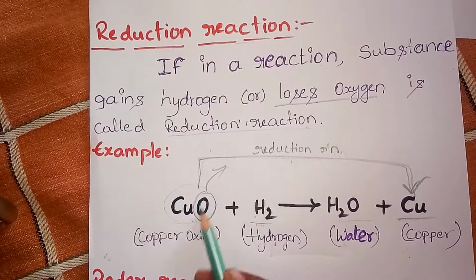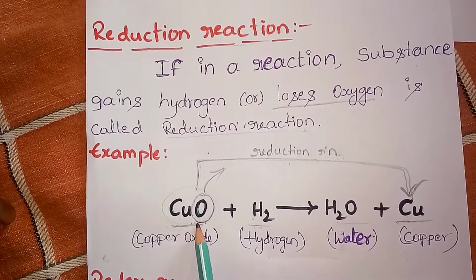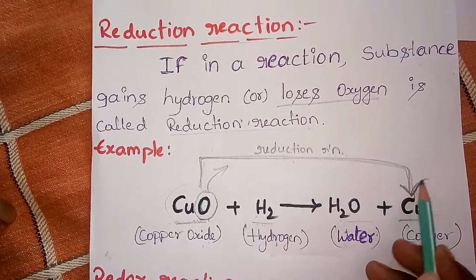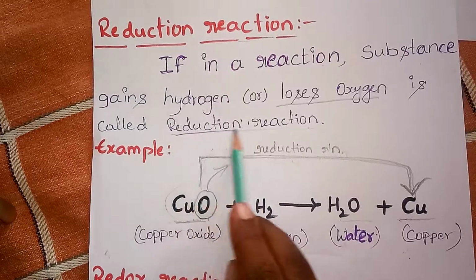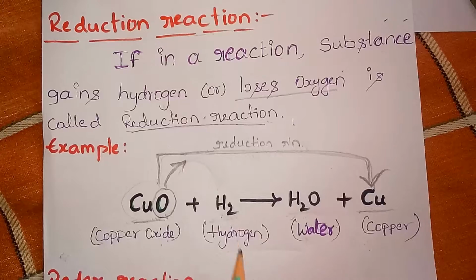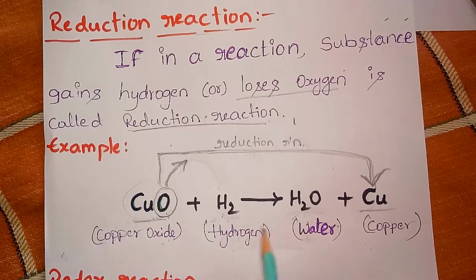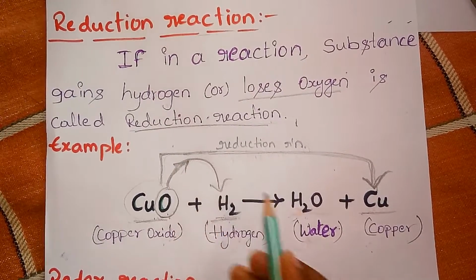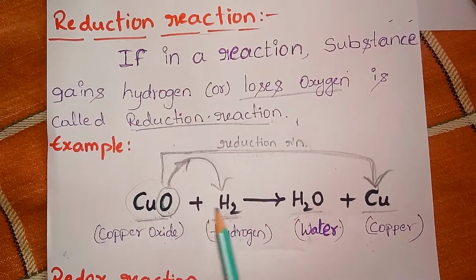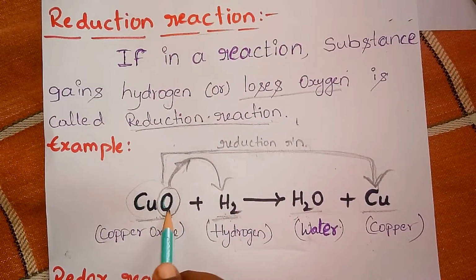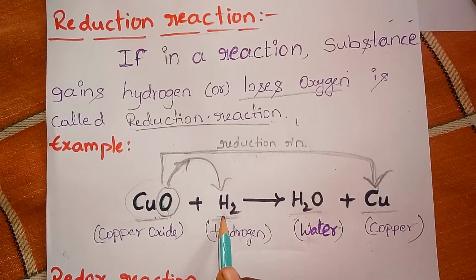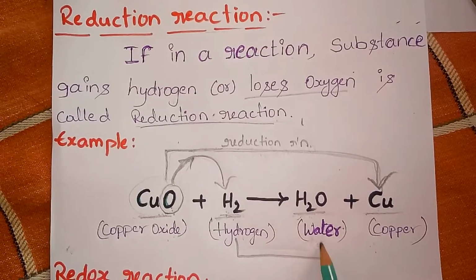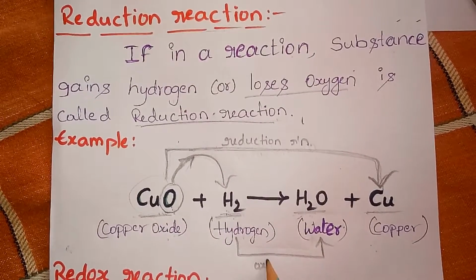Due to the removal of oxygen from copper oxide, it gets reduced to copper, and this is called a reduction reaction. From hydrogen to water, the substance gains oxygen and forms water. So here, due to the addition of oxygen, hydrogen gets oxidized and forms water. So this is nothing but an oxidation reaction.